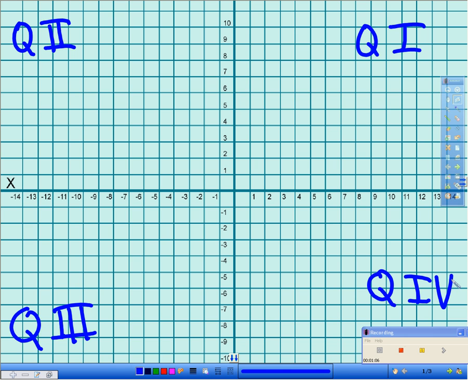In the very middle, at 0, 0, where the big blue dot is right now, is the origin. That's at point 0, 0. That's the ordered pair 0, 0. And that is called the origin.